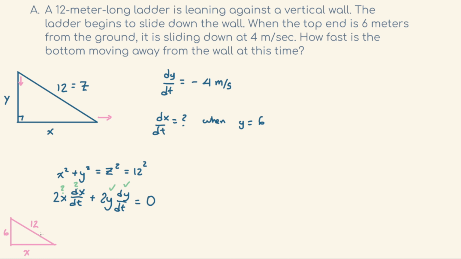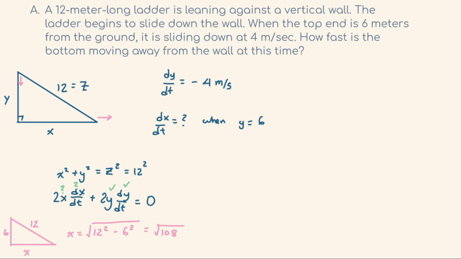Well, we can find what x equals when y equals 6 using Pythagoras once again. If we do the reverse of Pythagoras, you're going to get that x is equal to the square root of the hypotenuse squared minus 6 squared. So 12 squared minus 6 squared, that's going to come out to the square root of 108. Great. So x is the square root of 108. That's not a very nice root, so that's all right that we don't simplify it.